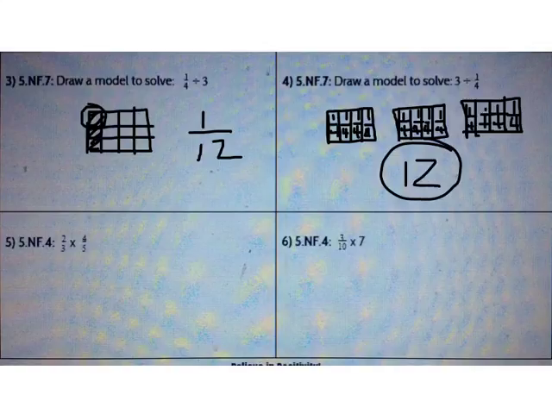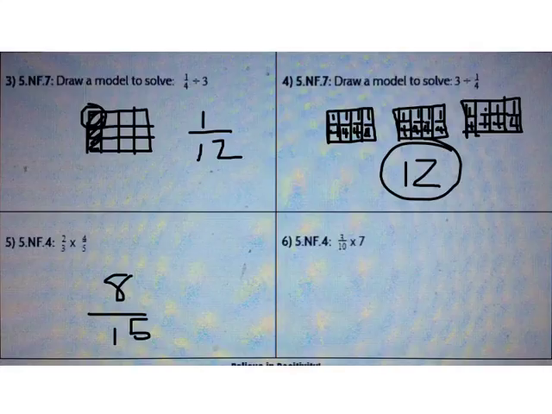Now let's do a fraction multiplication problem. What's 2/3 times 4/5? Remember, I can multiply the numerators and multiply the denominators. Well, 2 times 4 is 8, and 3 times 5 is 15. So the answer is 8/15.